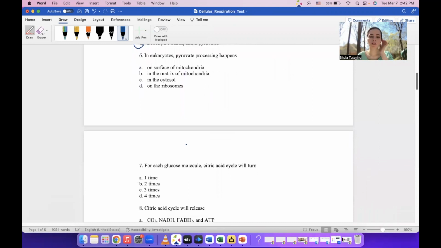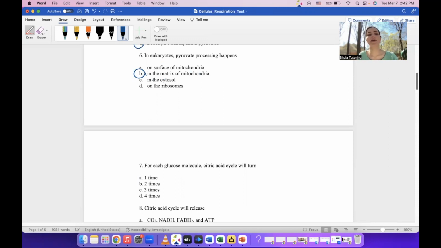Number 6, in eukaryotes, pyruvate processing happens in the matrix of the mitochondria, because there is a big enzyme complex that does pyruvate processing, and it's found in the matrix of the mitochondria. Nothing really happens on the surface of the mitochondria, so choice A doesn't make a lot of sense.